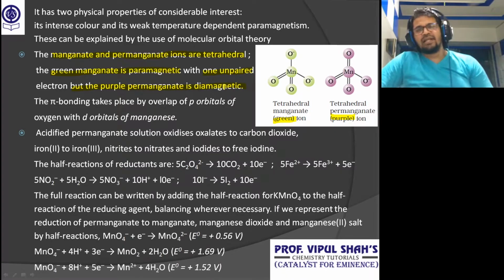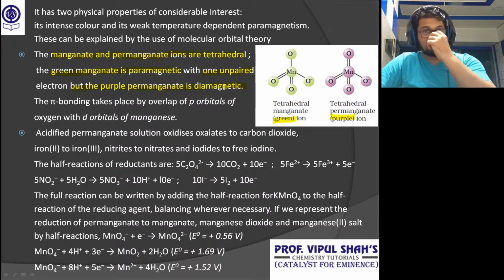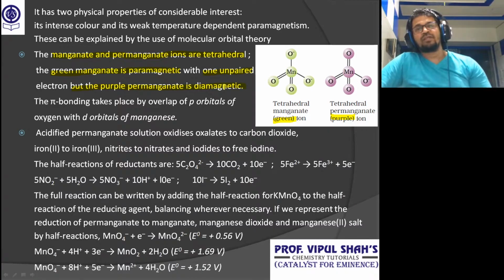On the other hand, let's talk about permanganate, MnO4 -. The oxidation state of Mn is +7. What's the configuration of Mn? Argon 4s2 3d5, and all 7 electrons are lost. So its configuration here will be just argon. So there is no unpaired electron, which is why it is diamagnetic. Clear? Now coming to the color part.